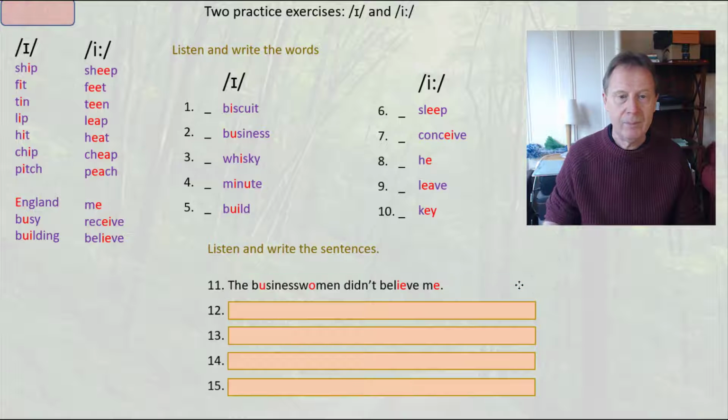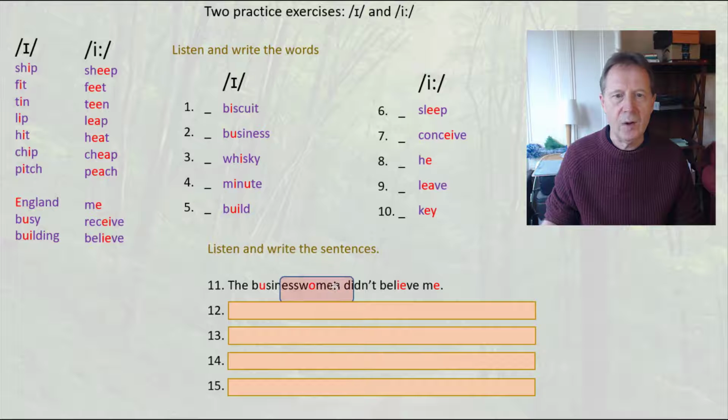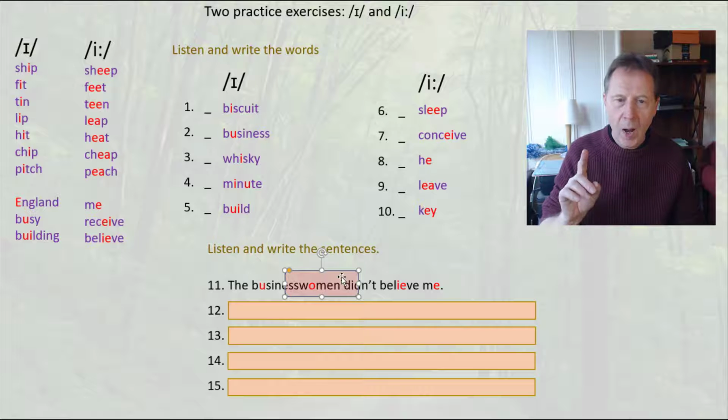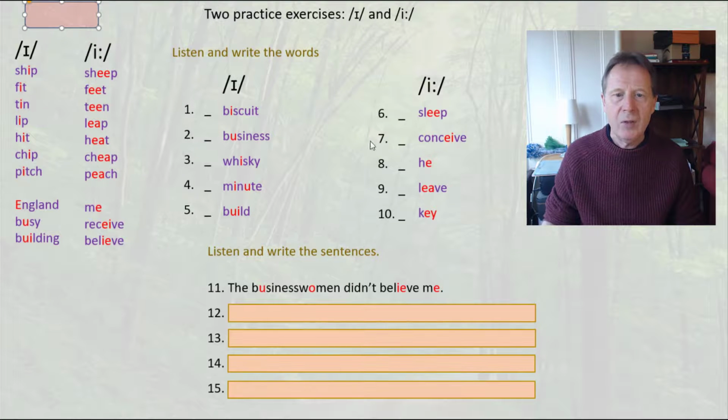Number 11, the business women didn't believe me. Now here we can see the word women here, which is the plural of woman. So woman is one, which is singular, and women is plural with O as the spelling. So that's another irregular spelling. Business women. The business women didn't believe me.